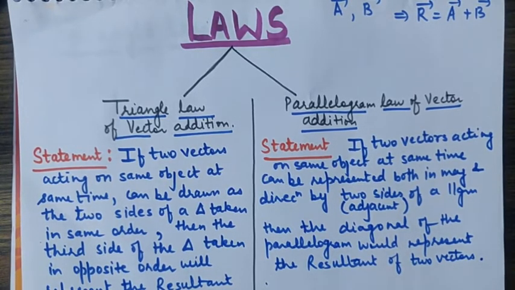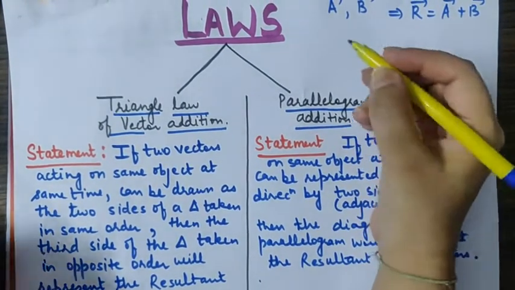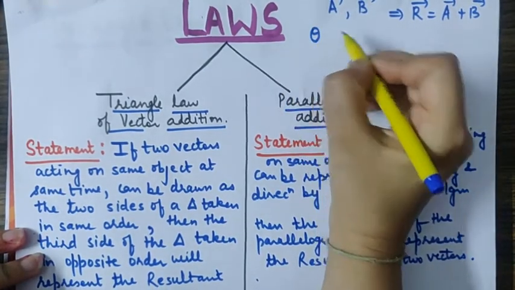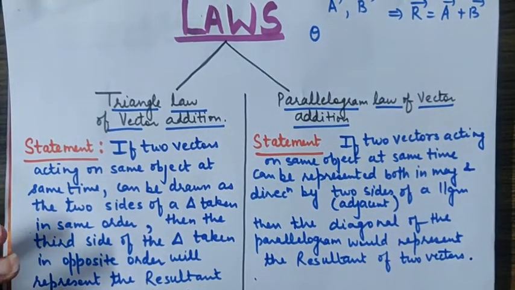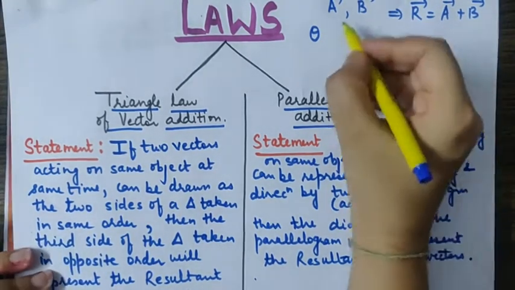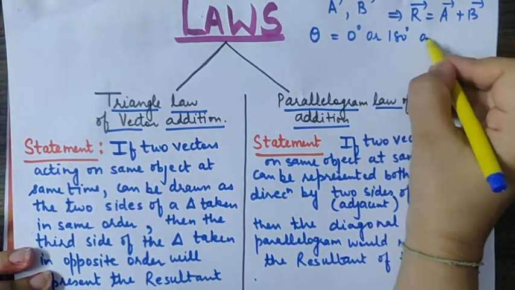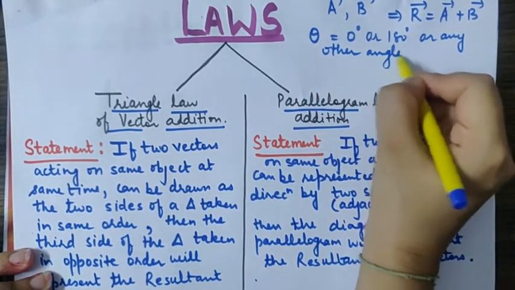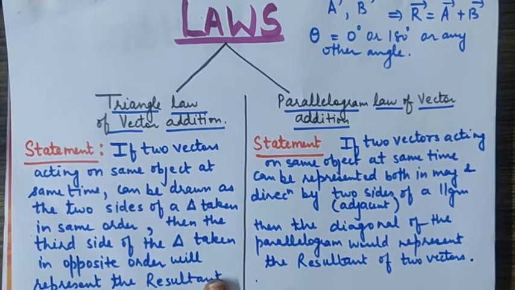Now these laws are applicable in each and every case, but basically we are going to study these laws when the A and B vectors are acting at some angle theta with each other. Now this angle can be anything. This can be 0 and 180 also. So this angle can be 0 degree or 180 degree or any other angle. So if we are going to add these two vectors, then we have two laws with us.